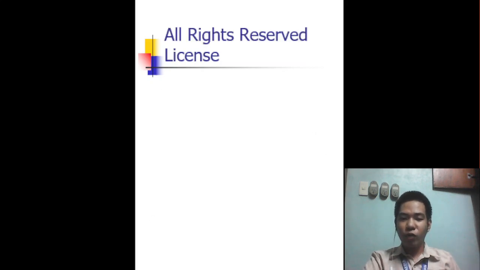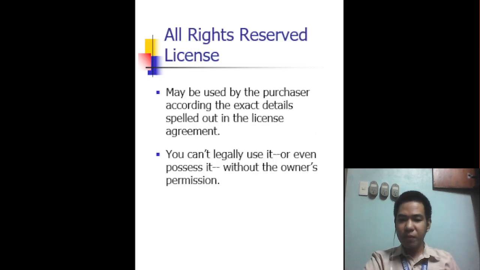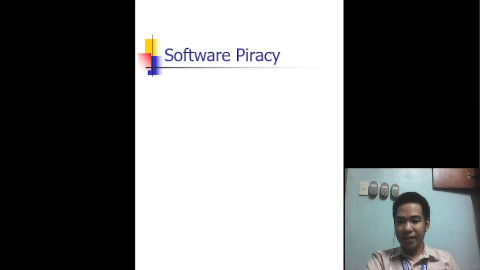And of course, we have all rights reserved. This may be used by the purchaser according to the exact details spelled out in the license agreement. You can legally use it or even possess it, but not without the owner's permission. Okay, so all rights reserved licenses include your movies. These movies, you cannot just distribute them, sell them, or whatever you want to do with them, as long as you don't have the authorization of the person who created this or acquired the all rights reserved license.